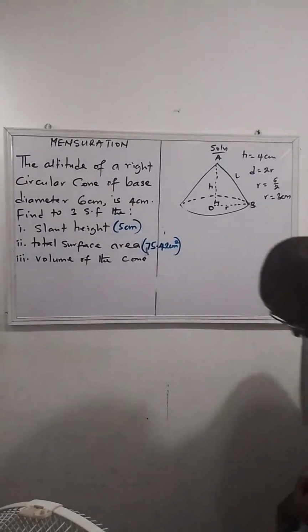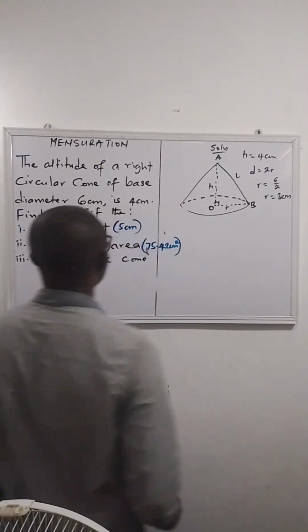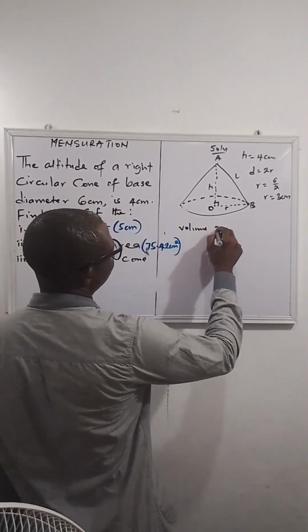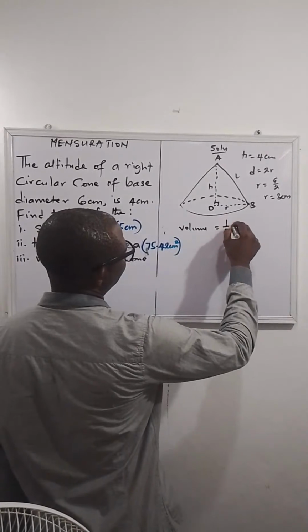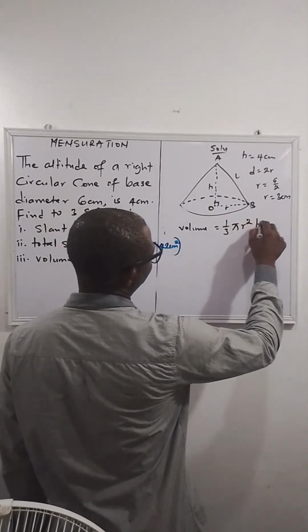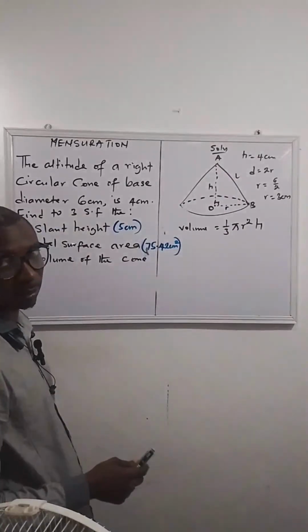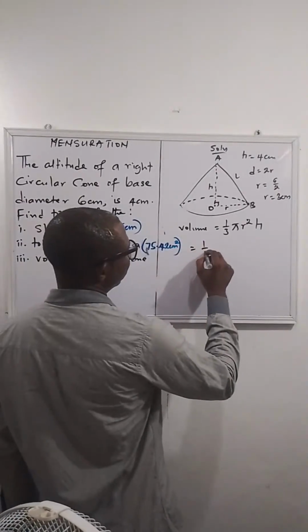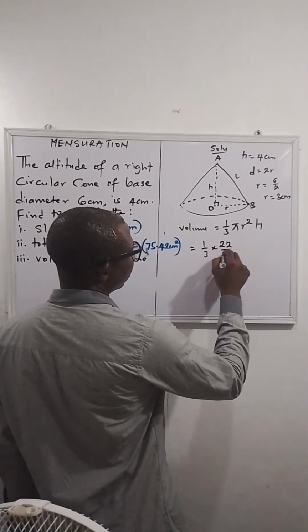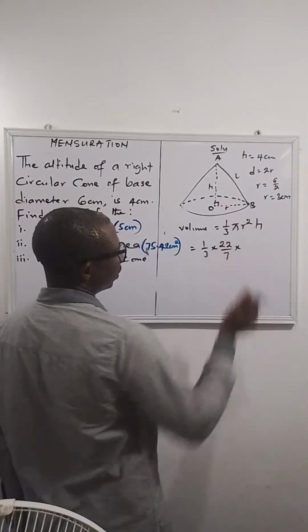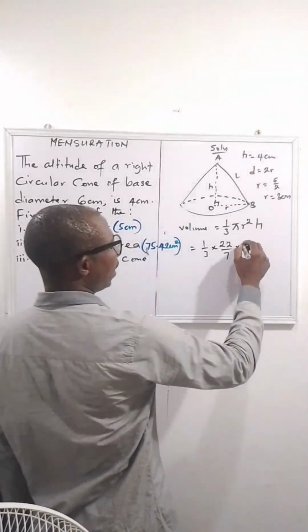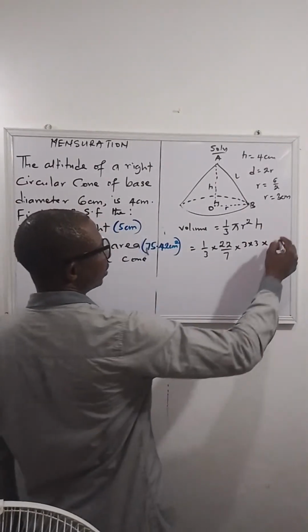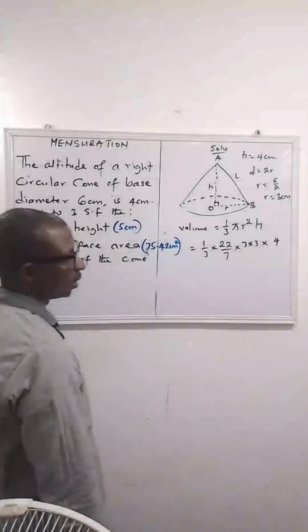Now let's move on. We want to calculate the volume of the cone. We have the volume of a cone is going to be 1 over 3 times pi r squared h. So that's the formula for calculating the volume of the cone. That gives you 1 over 3 times 22 over 7 times your radius here, that's 3, so 3 times 3, times what's the height? The height is 4. So that's what we have.